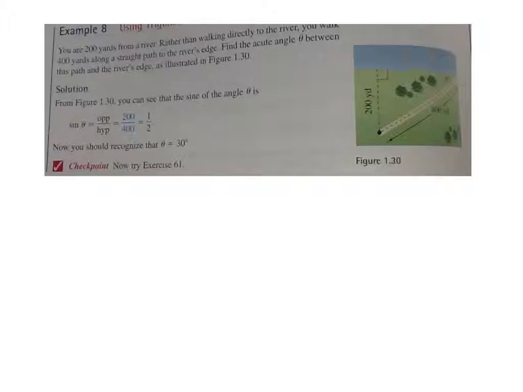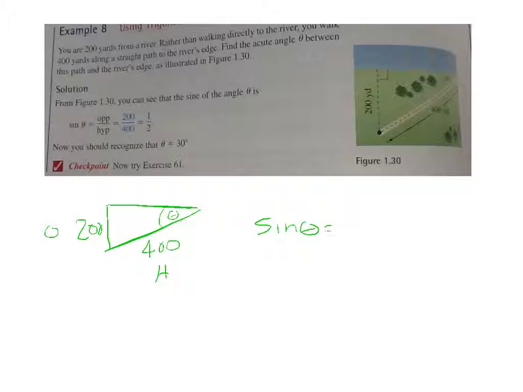So find the angle. Let's set it up. So we've got our triangle. This is 400. This is 200. And here's our angle. So let's see here. What sides do we have? We have the opposite and we have the hypotenuse. Sine is the opposite over the hypotenuse. Now my opposite side is 200. My hypotenuse is 400. So my sine of the angle is, well, if I do my math, 1/2.